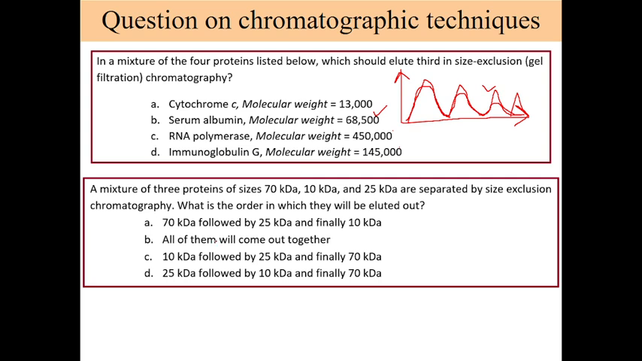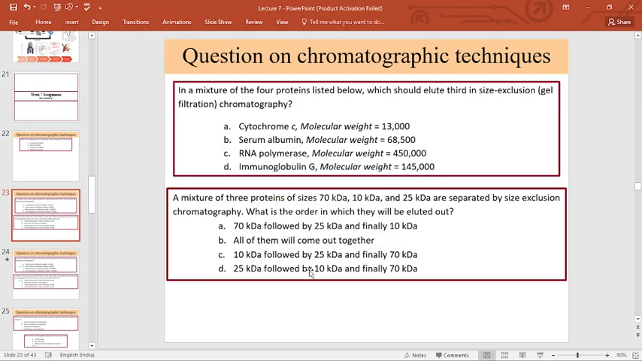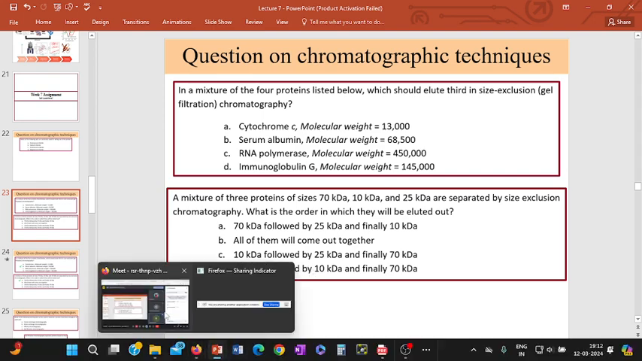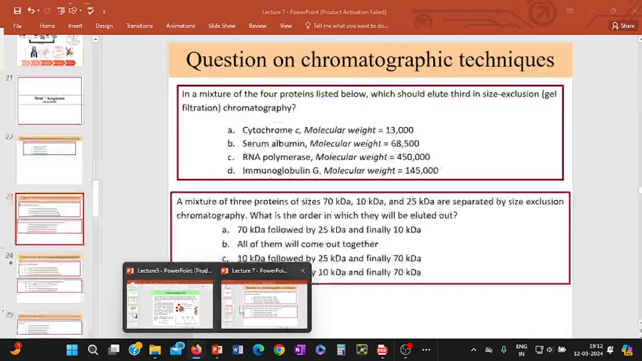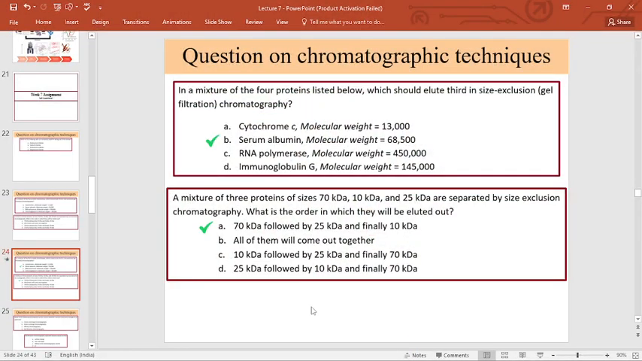What do you think about the next question? In a mixture of 3 proteins of sizes 70, 10 and 25 kDa, in which order do you think they are going to elute? Okay, so you are saying it is B, all of them would come together. Why? Yeah, right. So 70 and then 25 and then 10 kDa, right? So we will look at the answer. Yes, so it is A in this case and it is B in this case, right?